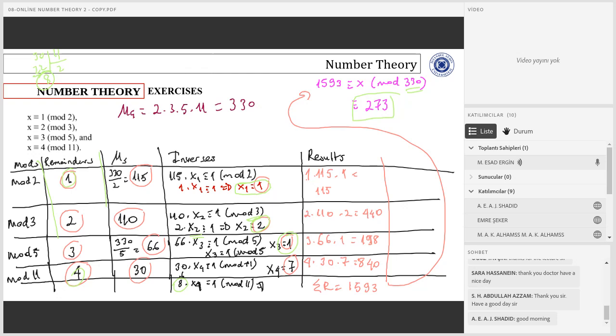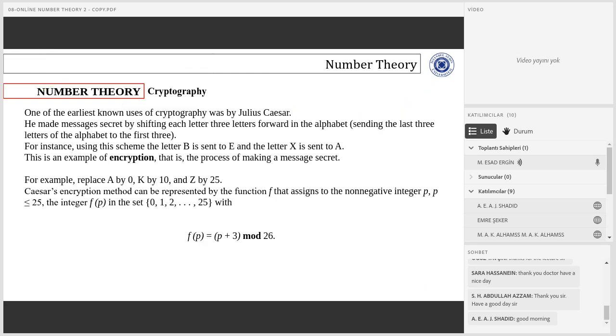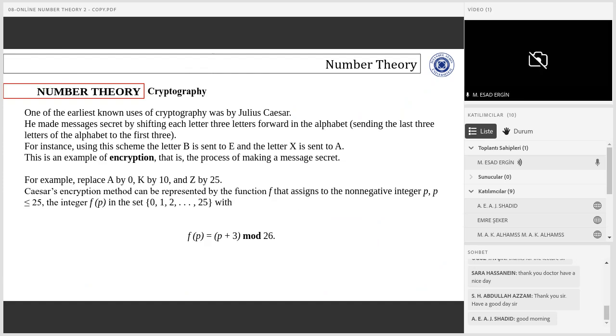Now we are going to start with cryptography today. Now, what is cryptography? But before cryptography, we are going to start with history, of course.